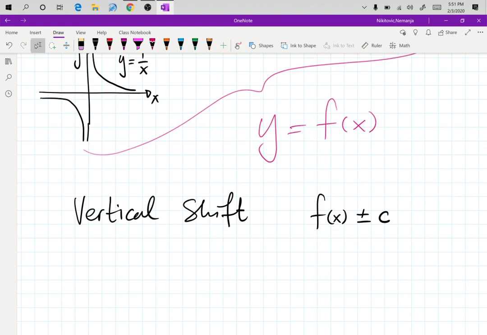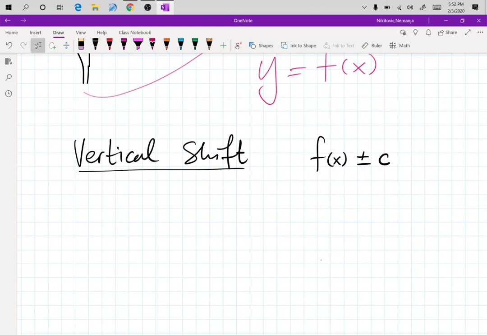So now, vertical shift. Vertical. The function goes up or down, right? That's it. Up or down. I generally like to put the arrow like this, meaning it goes up or down, depending on what you have. Positive c is going to shift it up. Negative c is going to shift it down. The amount of units is given within c. So let's take a look at an example here.